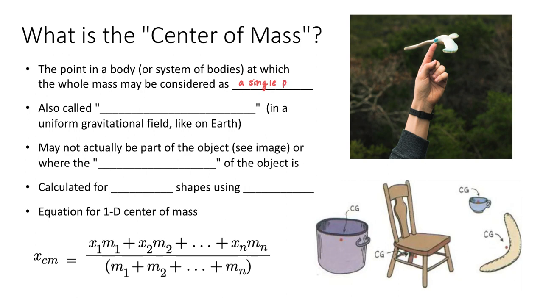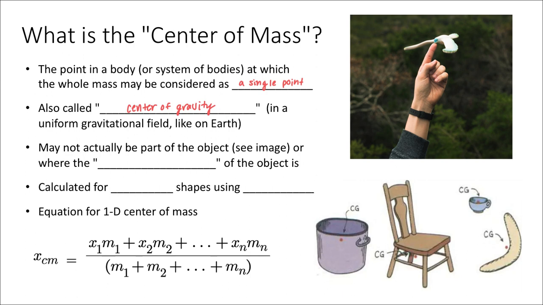So we can essentially consolidate all of the mass of the meter stick and the two masses into just a single point at the center. And sometimes it's also called the center of gravity. And so if you see that term used, center of gravity, that's talking about the same thing in a uniform or continuous field of gravity like we have here on Earth.